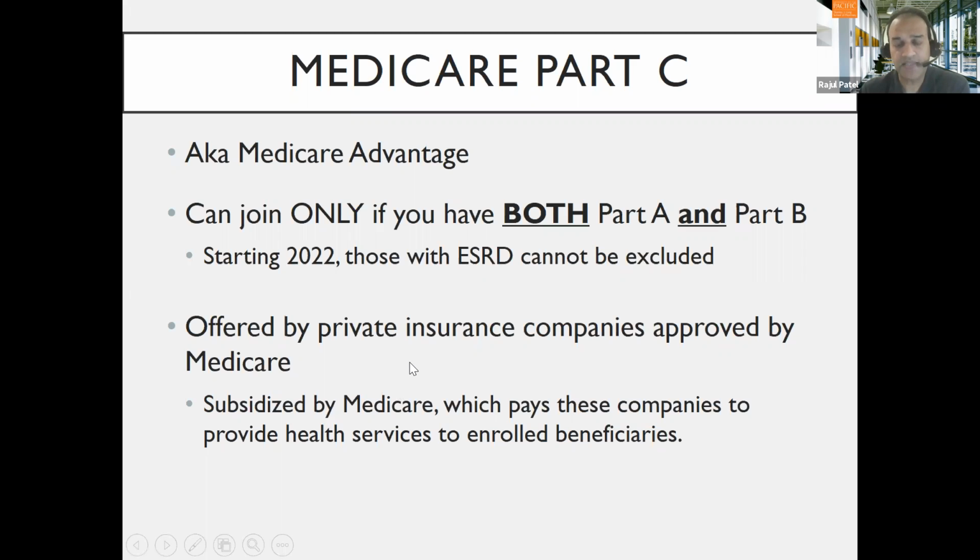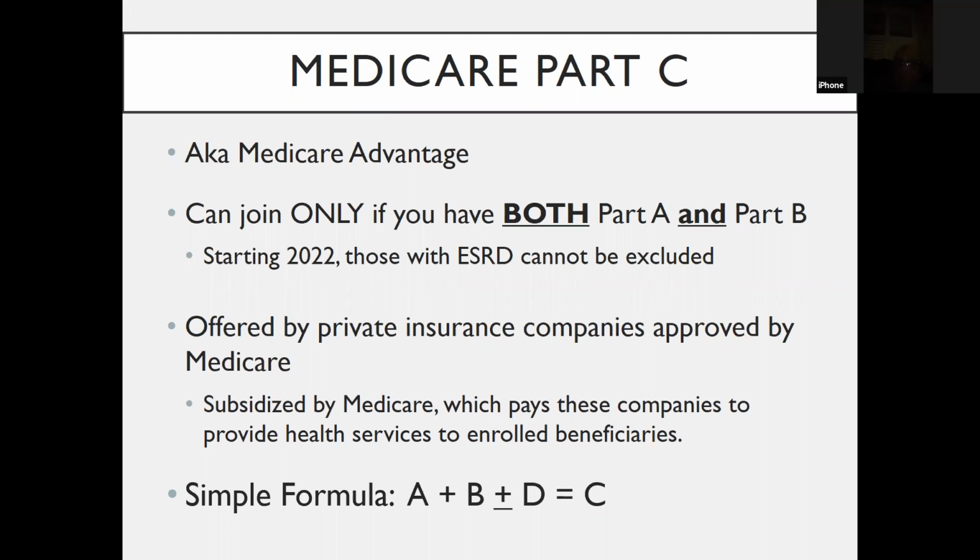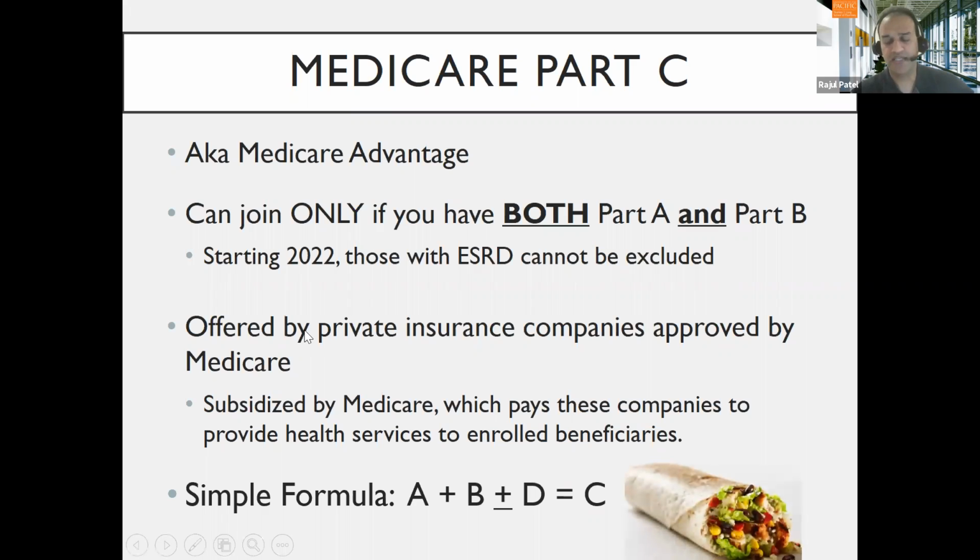The way I like to think about Medicare Advantage plans is by this simple formula: A plus B plus or minus D equals C. What do I mean by that? Medicare Part C at minimum has to cover all of the benefits of Part A and all of the benefits of Part B, and in most cases, these plans will also offer prescription drug coverage. Not always, and that's why I have plus or minus D. I like to refer to these plans as a burrito plan because they nicely wrap up all of the different benefits of Medicare into one nice package.